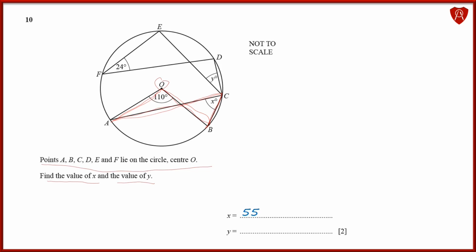To find y, we need to note that both y and 24 degrees are subtended by the same chord, this one here, and they are both subtended at the circumference. Y therefore must be equal to 24 degrees.